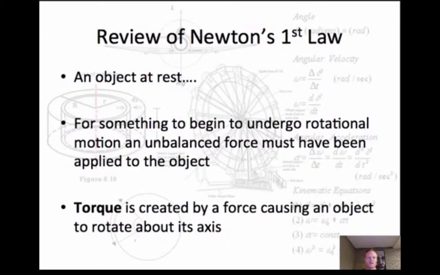Just a quick review of Newton's first law. Remember, Newton's first law says an object at rest stays at rest, an object in motion stays in motion unless acted upon by an unbalanced force. And so for something to undergo rotational motion, an unbalanced force has to be applied to the object. To basically make something start moving in a rotational motion, an unbalanced force has to be applied. And that unbalanced force is torque. That's the name of it. It's called torque. Torque is created by a force basically causing an object to rotate about its axis.